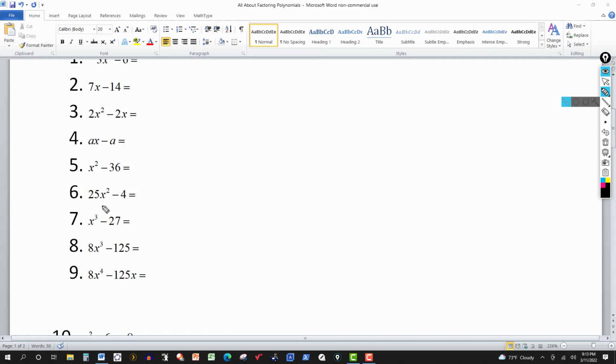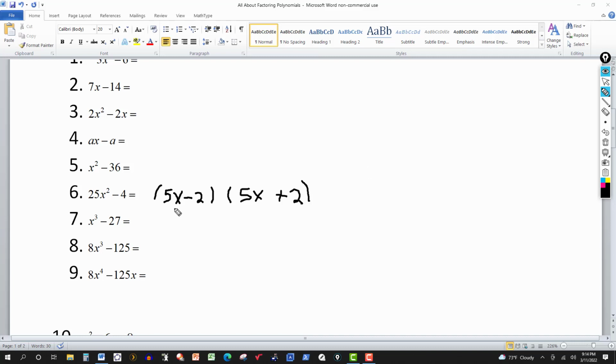The next one, I have the difference of two squares again, 25x squared minus 4. Obviously that's a square, because 5x squared gives me 25x squared, and of course 4 is 2 squared. So the factors will be sum and difference, the order doesn't matter here. I like to write the minus first, so 5x minus 2 and 5x plus 2.